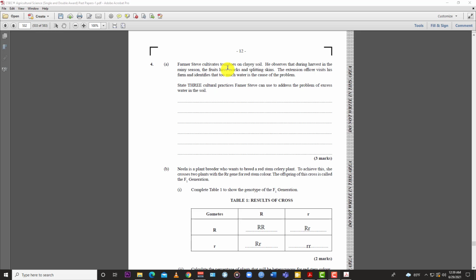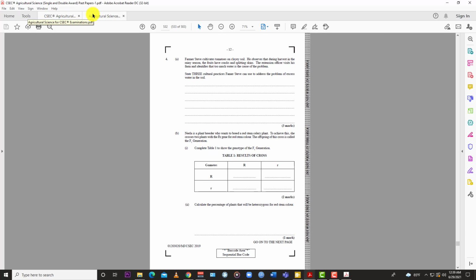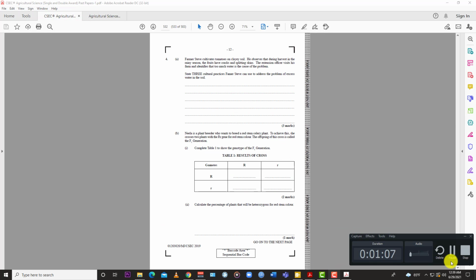So Farmer Steve cultivates tomatoes on a clay soil. He observed that during harvest, in the rainy season, the fruits have cracks and splitting skins. The extension officer visits his farm and identifies that too much water is the cause of the problem. State three cultural practices Farmer Steve can use to address the problem of excess water. So cultural practices, excess water. Let's see how we can resolve that one.